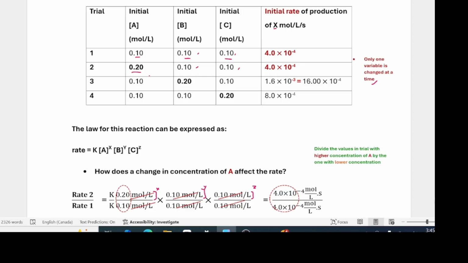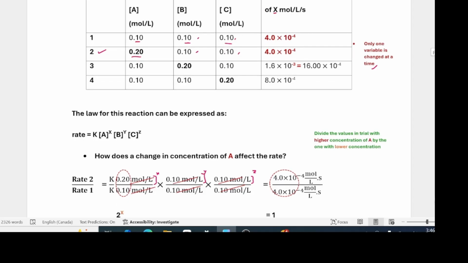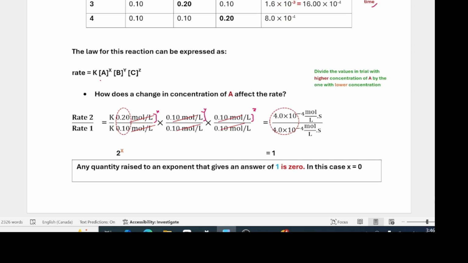So in trying to find the rate order of any reactant, this is what we do. We look at a trial in which the concentration of one of the reactants has been changed, and you can see it is changed for reactant A in trial 2. So the next thing that we have to do is to find out how A affects the rate of a reaction, and in so doing, that will allow us to calculate the rate order of A. Next, express the rate law equation as k times A to the exponent x times B to the exponent y and C to the exponent z.